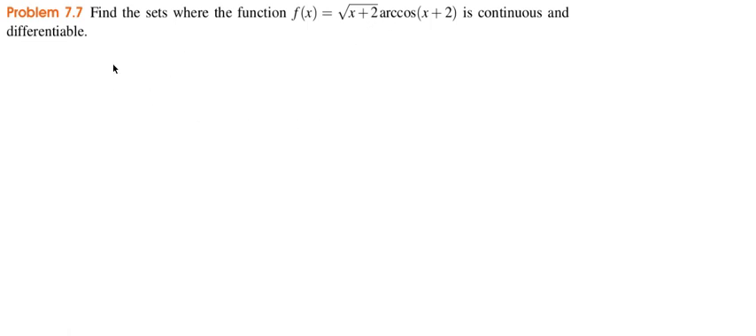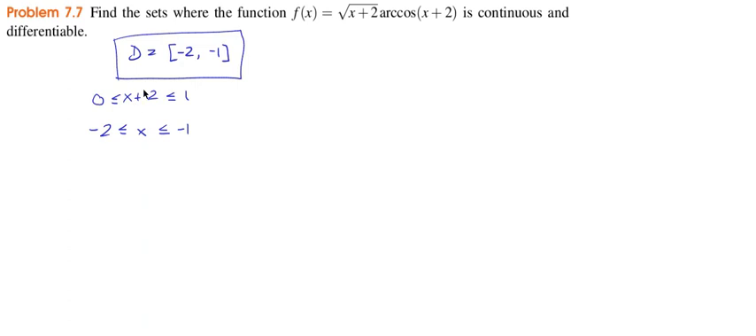So first, for the domain, we need that x plus 2 has to be greater or equal than 0, right? Because otherwise the square root is not defined. And the domain of the arc cosine is between -1 and 1. So x plus 2 is between -1 and 1. But x plus 2 has to be greater than 0, so combining these two conditions, the domain is these numbers. Okay, if we subtract 2 from both sides, we get this. So the domain of this function is [-2, -1]. Okay?